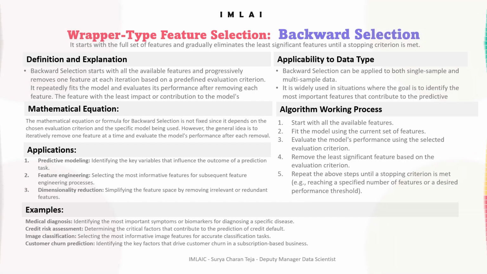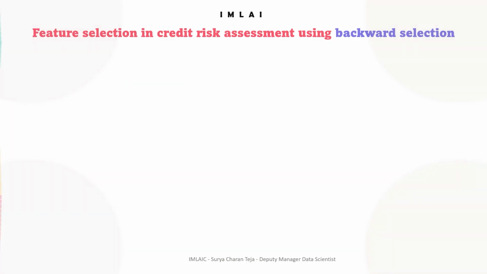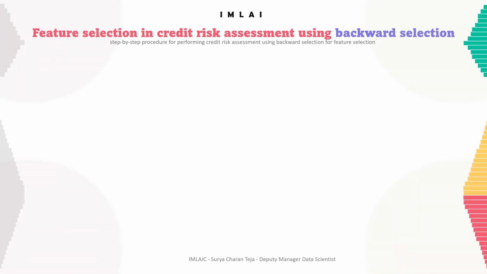So now it's time to demonstrate the backward selection method using a practical real world example. Here we are going to do feature selection in credit risk assessment using backward selection, and here is the step-by-step process for performing credit risk assessment using backward selection for feature selection. Let's begin with our first step, which is to load the data and import libraries.